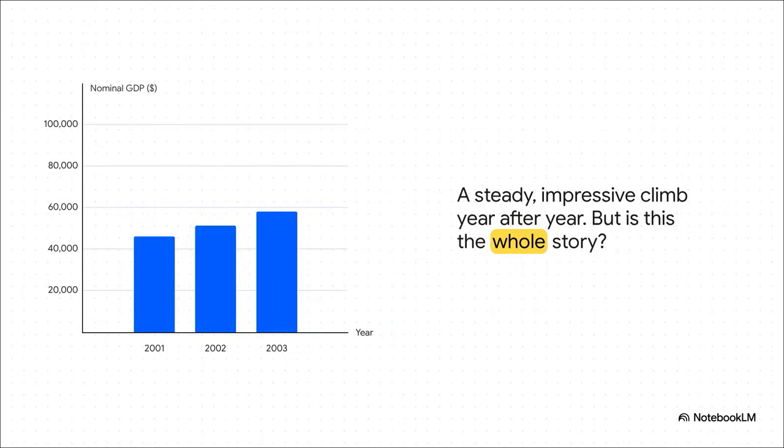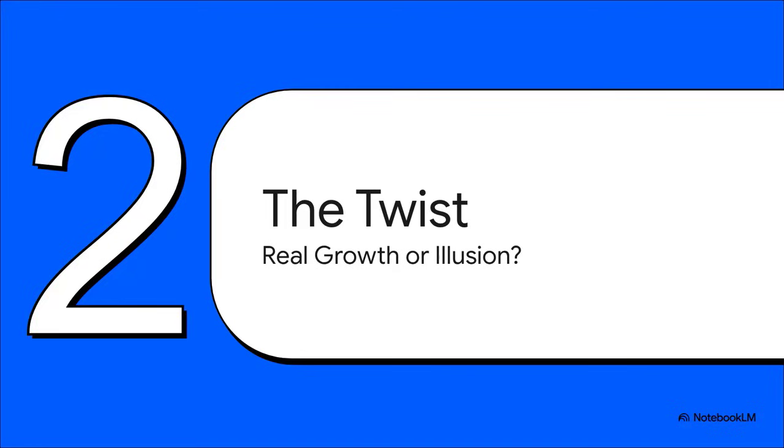And this chart just paints the perfect picture, doesn't it? A steady, impressive climb, year after year. If you were a politician, you'd be shouting this number from the rooftops. But is this really the whole story? Okay, but hold on a second. Let's look a little closer, because that beautiful upward sloping graph, well, it might just be hiding something really important. It could be creating a bit of an illusion.